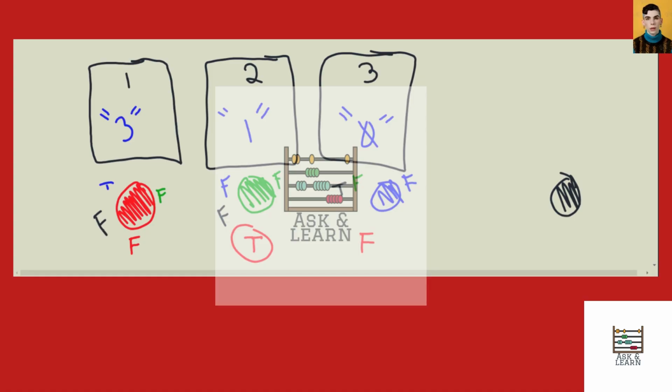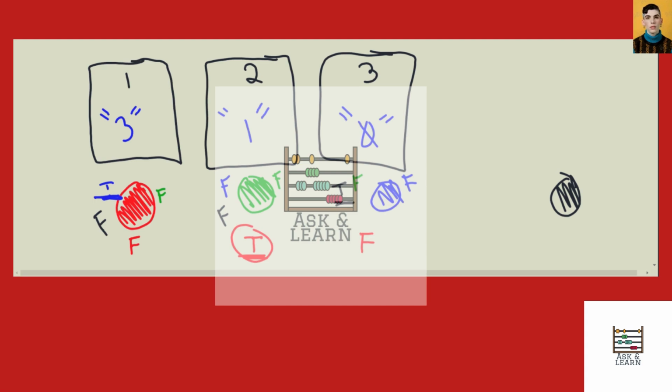So we can see that in the black case, there's 1 true, in the green case, there are no trues, in the red case, there's 1 true, and in the blue case, there's 1 true. So the only time that they would all be false was in the green case.